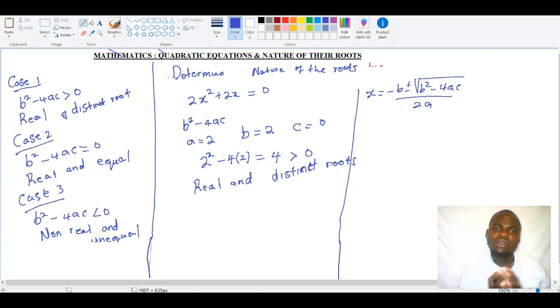This video is a continuation of the previous video. We have done the first part of it. If you have not watched the previous video, make sure you watch part 2 of this video; you'll find the start of this video. Here we are focusing on determining the nature of the roots.